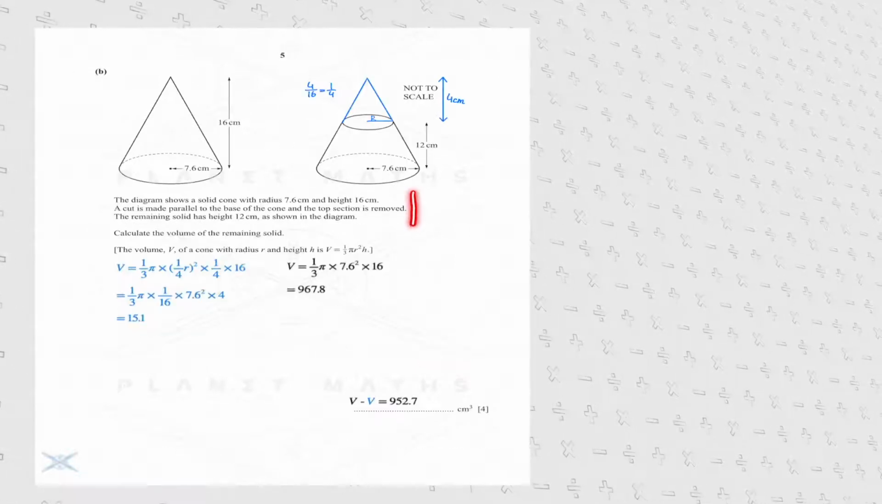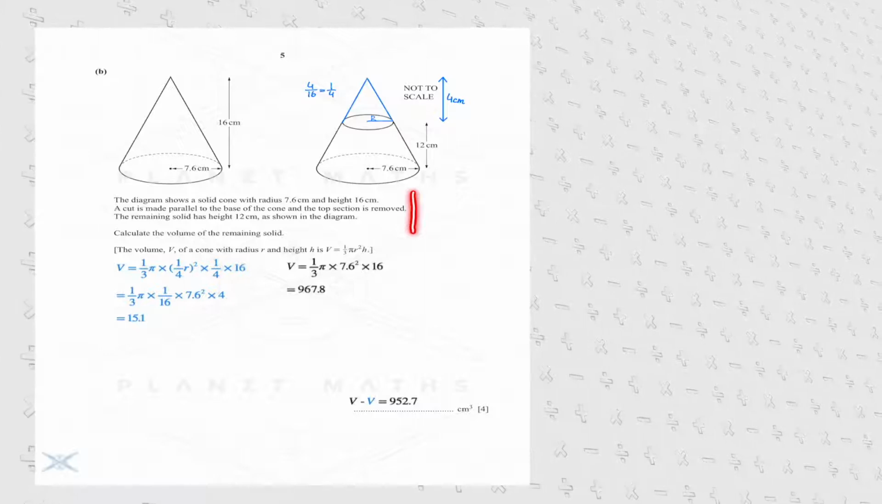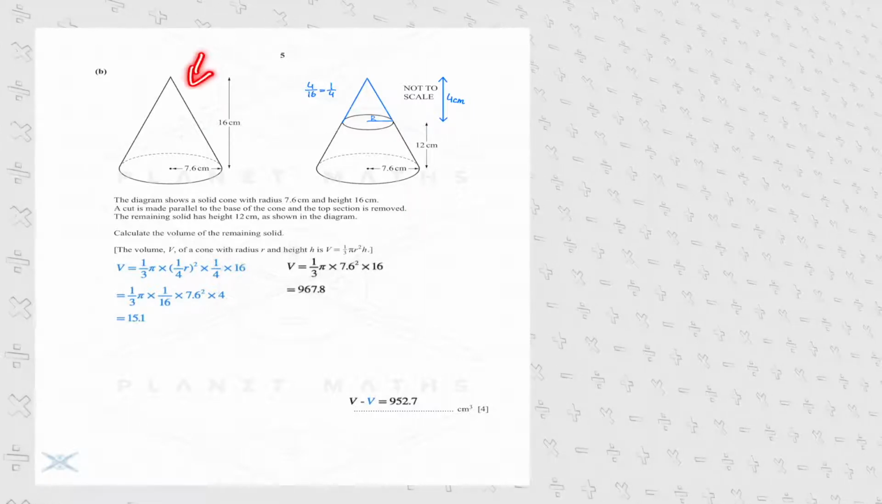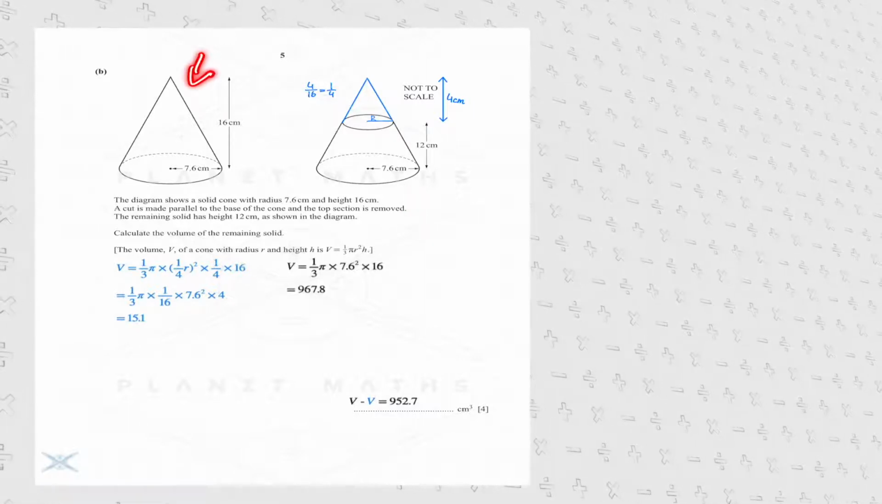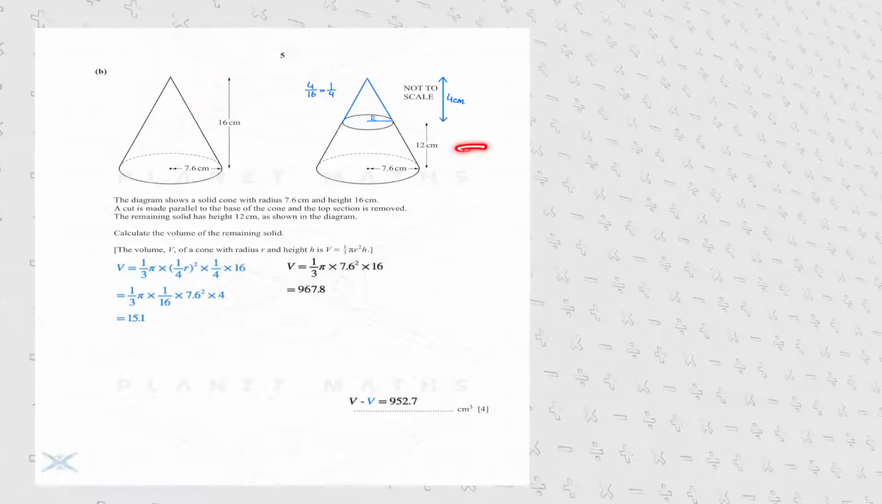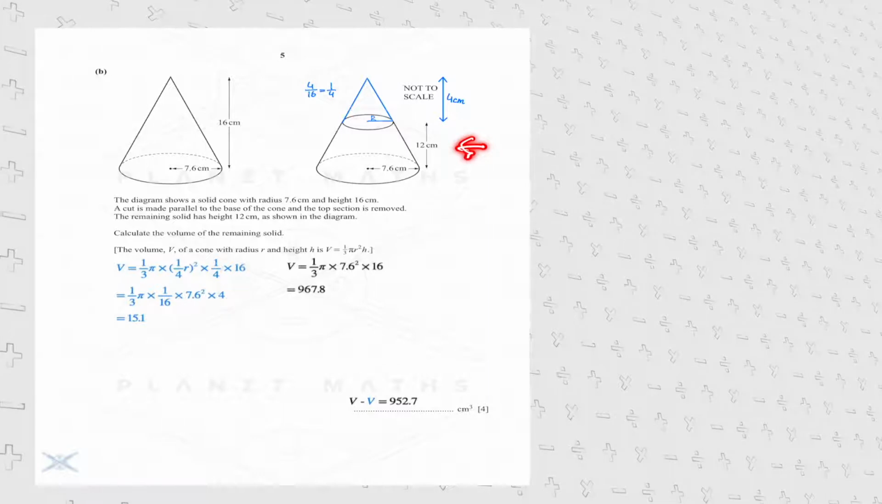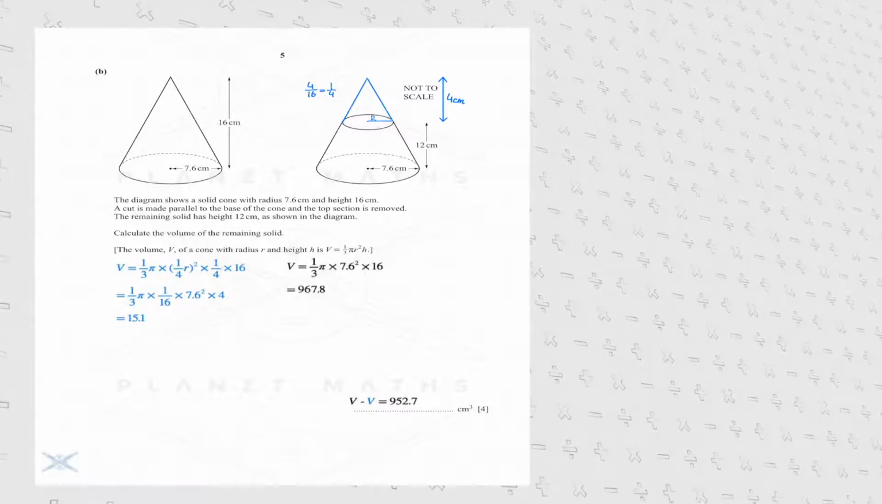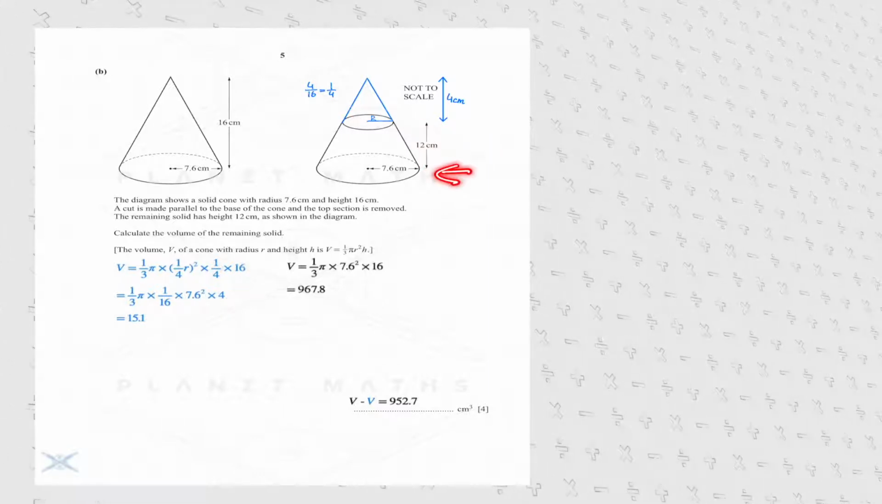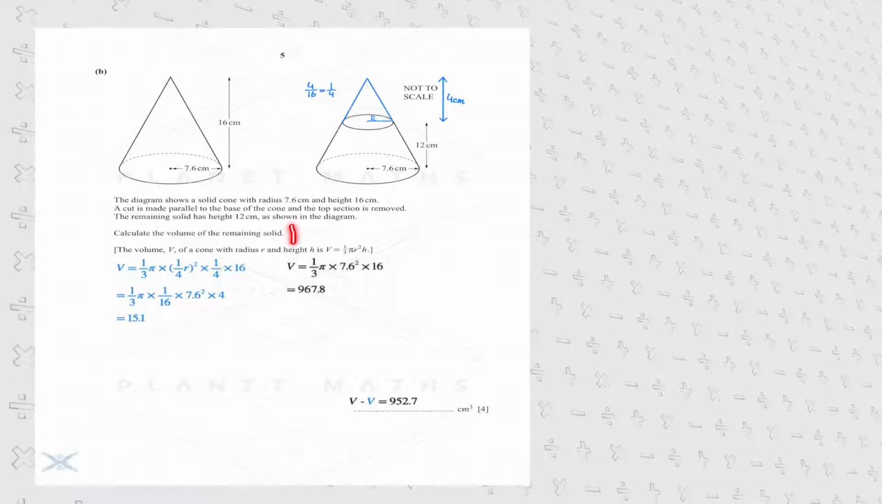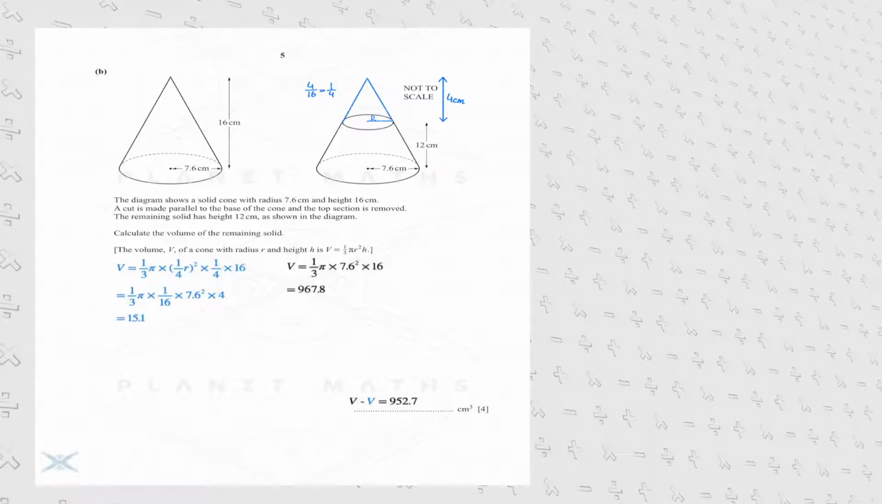Part B of the exercise provides us with a diagram that shows a solid cone with radius 7.6 centimeters and height 16 centimeters. Additionally, a cut is made parallel to the base of that same cone and the top section is removed. The remaining solid has height 12 centimeters as shown in the diagram. Our task here is to calculate the volume of the remaining solid.